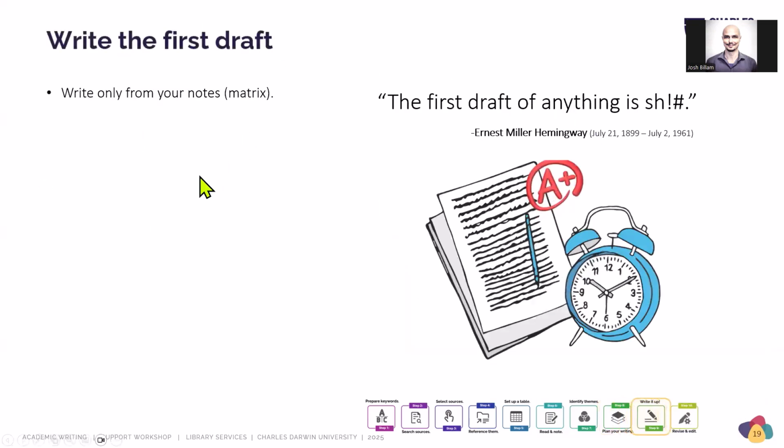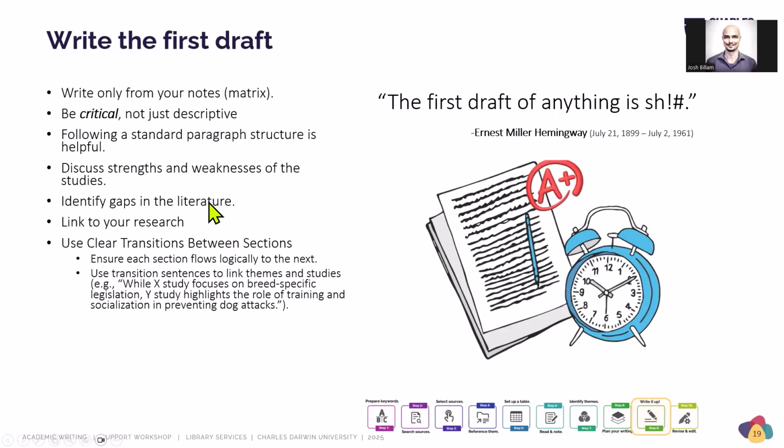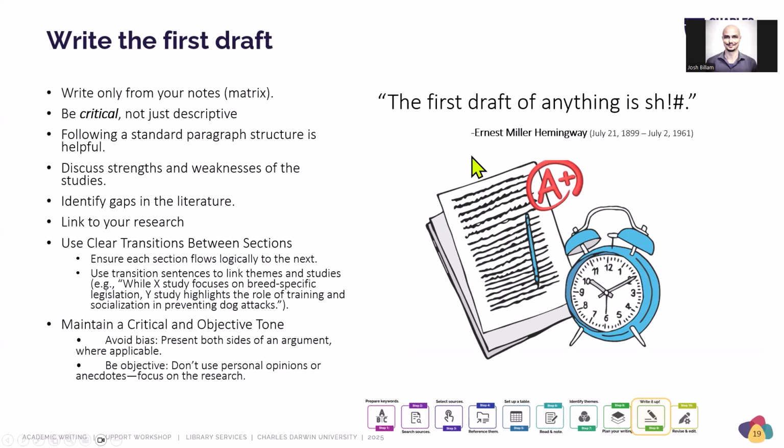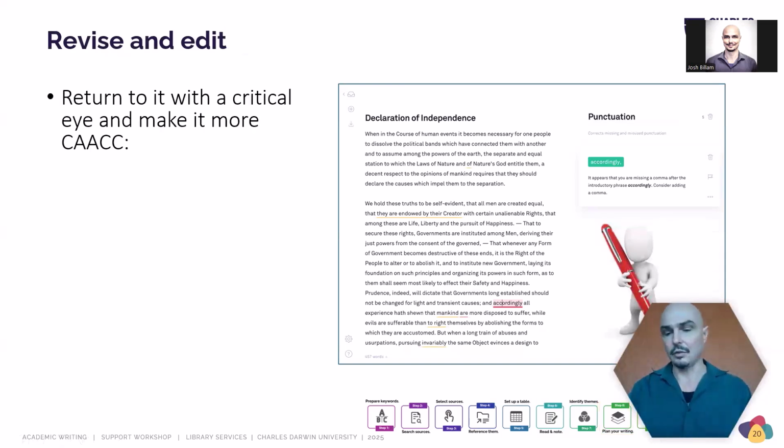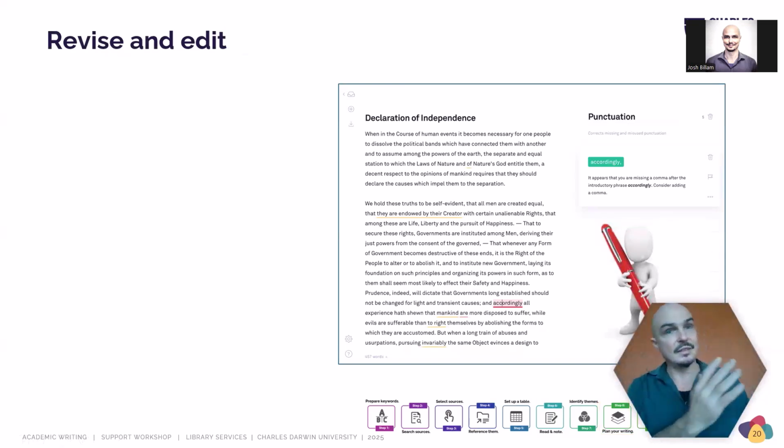Yeah, and then you write up the first draft. So following that structure, you write it up, and don't judge yourself too harshly on the first version of it, because the first version of anything is not really that good. You just want to get a basic draft, so then you can go forward and start revising and editing it.